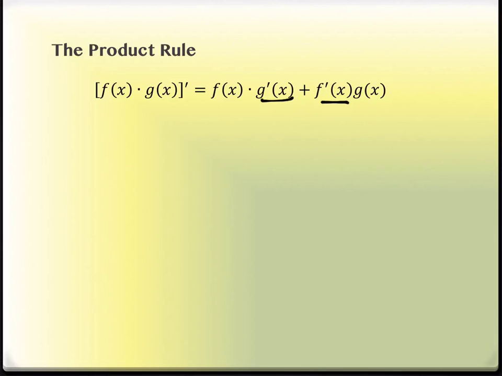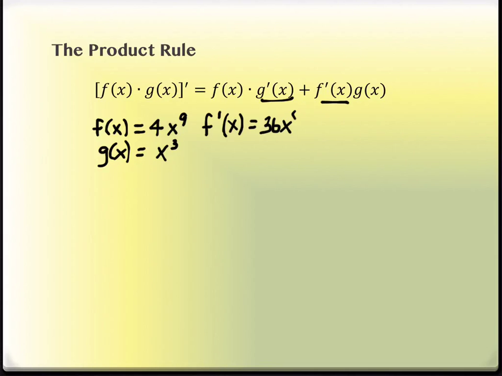Before I go on, let me show you that this works for the example we did a minute ago, because I was using that example to show you what didn't work before. So f of x was 4x to the 9th, and g of x was x cubed. We had found that f prime of x was 36x to the 8th, and g prime of x was 3x squared. If I follow this rule, I take the original f of x function, 4x to the 9th, and multiply it by the derivative of g of x, 3x squared.